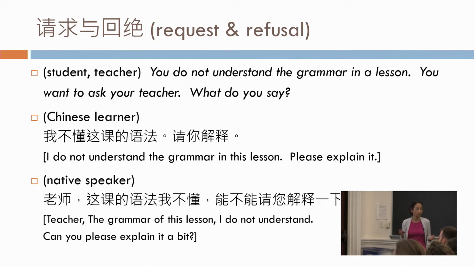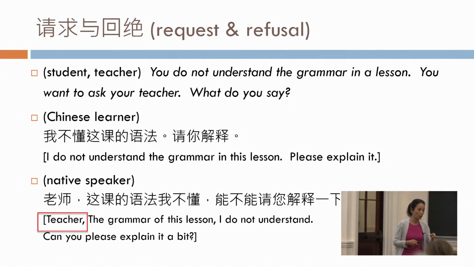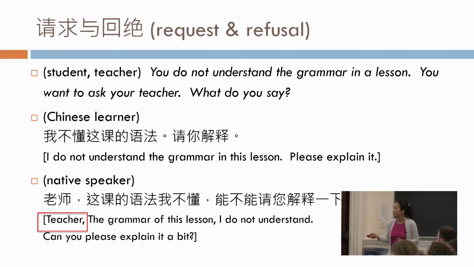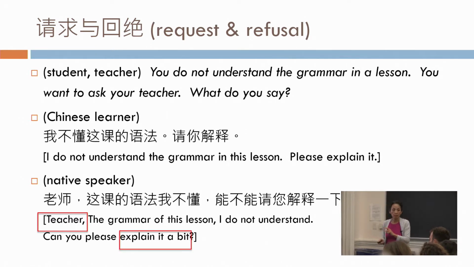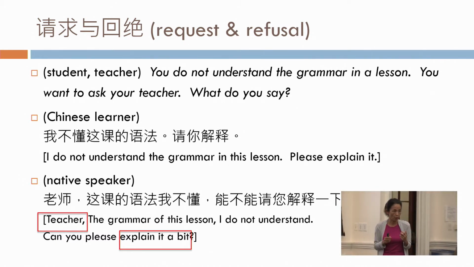What's the difference? So addressing the teacher in Chinese is very important when you make a request. You have to address the teacher, right? And explain a little bit, 解释一下. We talk about this structure, but this is a place you use that. 解释一下. Do this a little bit for me. Why? Because we want to reduce the imposition of the request. Do this a little bit doesn't sound too bad, right?